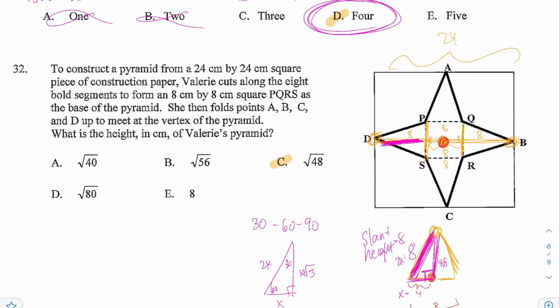And here you have to unsimplify 4 root 3. 4 is really the square root of 16, and we have the square root of 16 times the square root of 3. That's the square root of 16 times 3, all underneath the square root, or the square root of 48. And that's choice C.